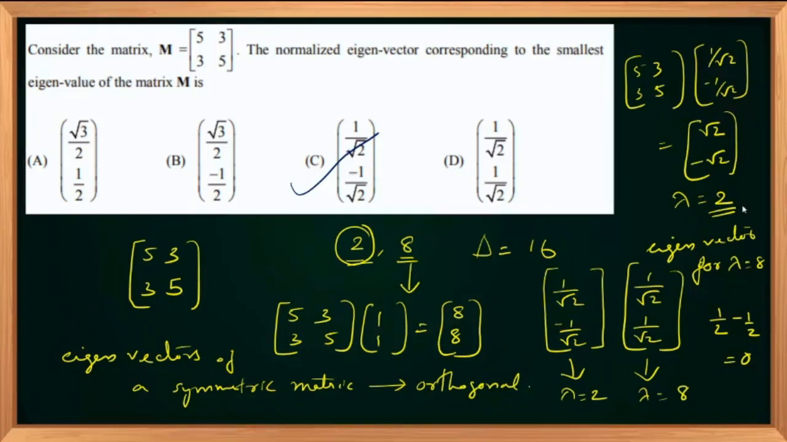Clear? So the answer is option C. Also, you can do it using the conventional method, where we find the eigenvector corresponding to an eigenvalue by substituting in (A minus lambda I)x equal to 0 and then solving for that. That is another method. So shall we move forward?